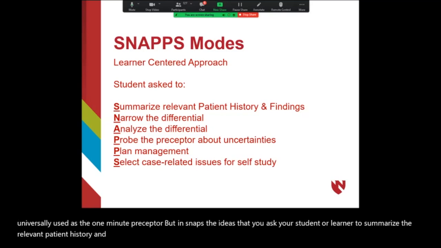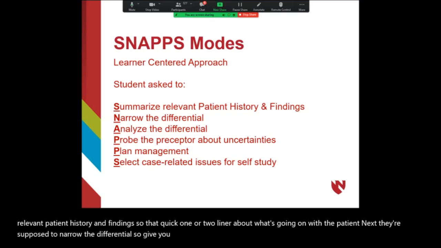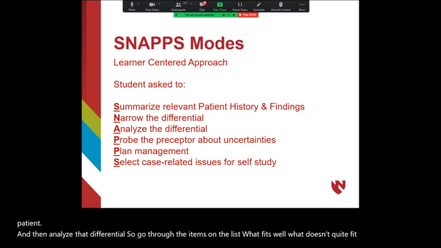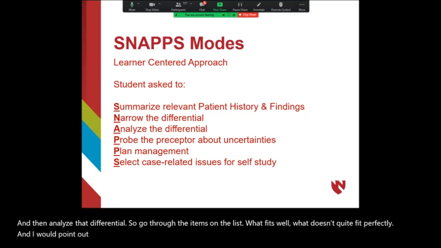So that quick one or two liner about what's going on with the patient. Next, they're supposed to narrow the differential, so give you a list of a couple or a few things that they think could be going on with the patient, and then analyze that differential. So go through the items on the list, what fits well, what doesn't quite fit perfectly. And I would point out that step 2 and step 3 here both are about the differential diagnoses.